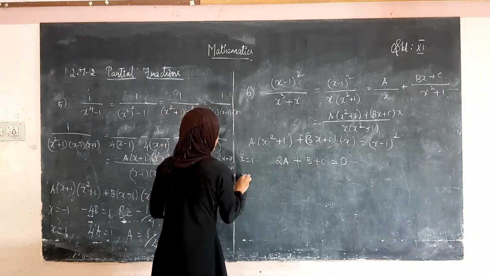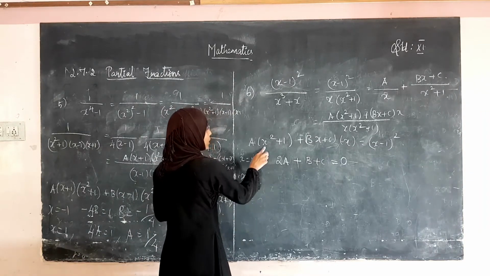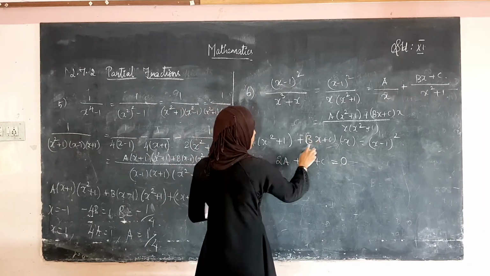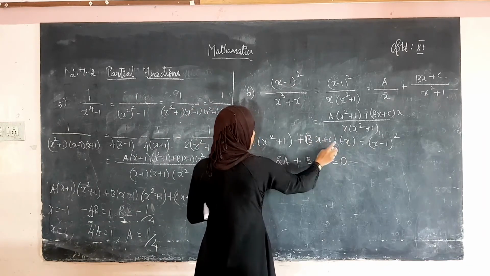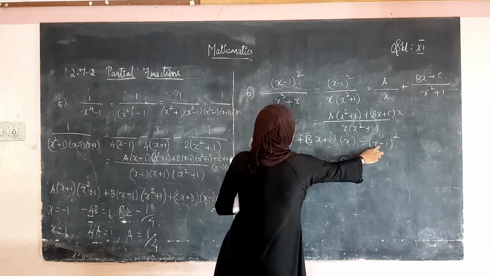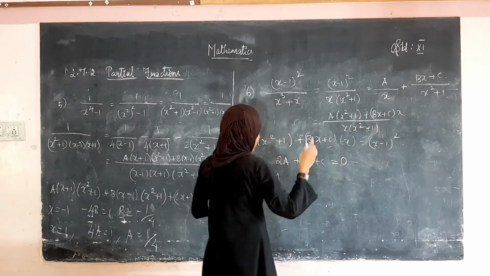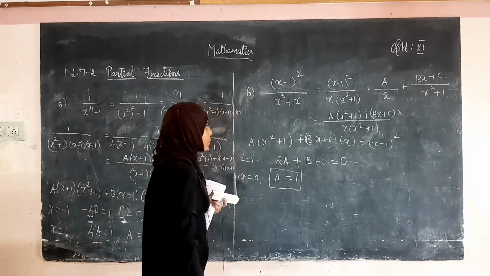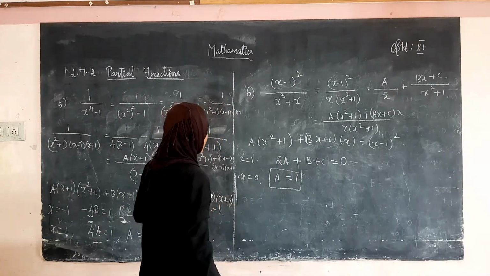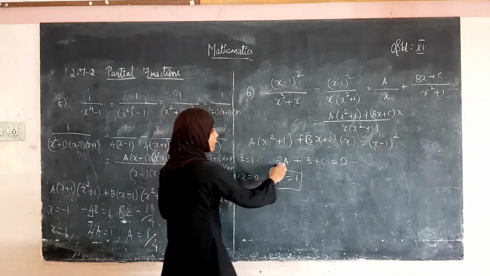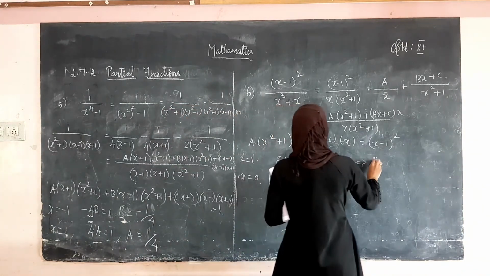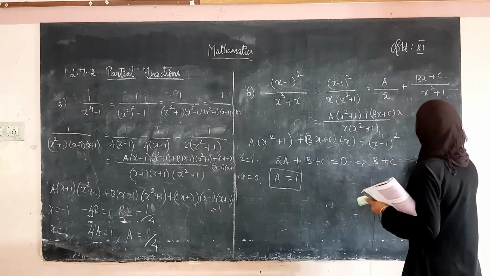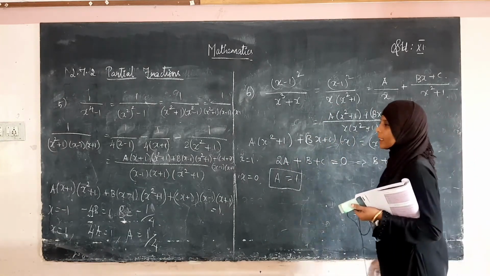When x is equal to 0, a remains, and here it becomes 0. So here the whole terms become 0, and here it is 0 minus 1, minus 1 the whole square is 1. A is equal to 1. Okay, so if a is equal to 1, this term becomes b plus c, 2 into a, bring this side, minus 2. b plus c is equal to minus 2.